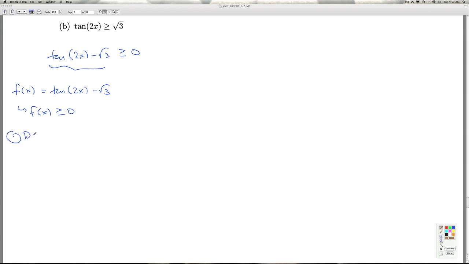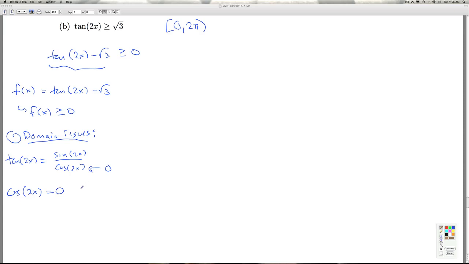So first thing we look at is we look for domain issues. So remember, we're on the interval 0 to 2 pi. And so the question is, are there any places where the tangent 2x is going to be undefined there? And so we think back to what tangent is: sine over cosine. And so we're going to have issues anywhere cosine is 0. So we need to figure out, where's cosine 2x equal to 0?